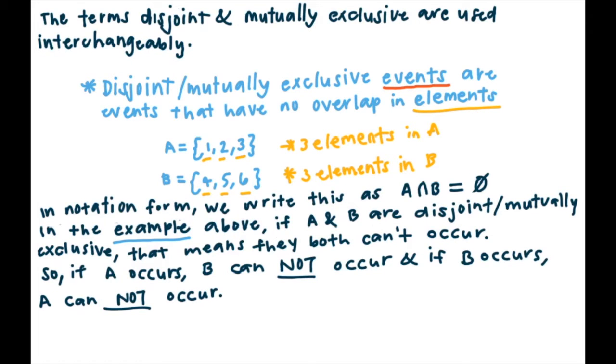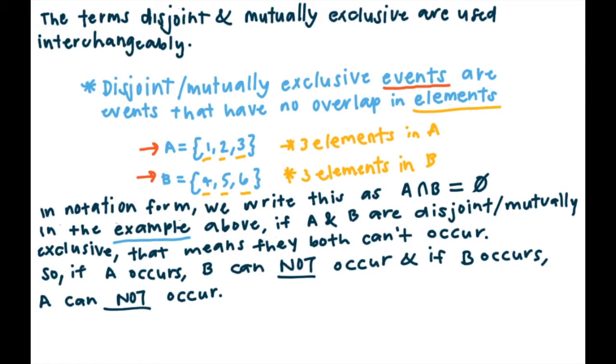The terms disjoint and mutually exclusive are used interchangeably. Disjoint/mutually exclusive events are events that have no overlap in elements. In the example below, we are looking at event A and event B. Event A has 3 elements, which are underlined in yellow, and event B also has 3 elements, which are underlined in yellow. The reason why events A and B are disjoint is because there's no overlap in any of the elements seen in A and B.